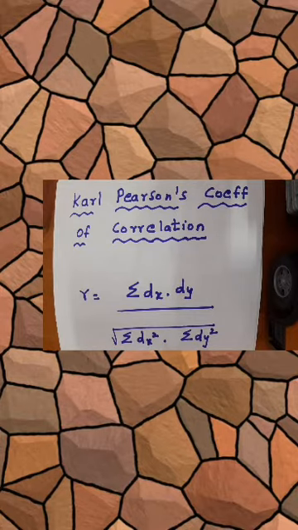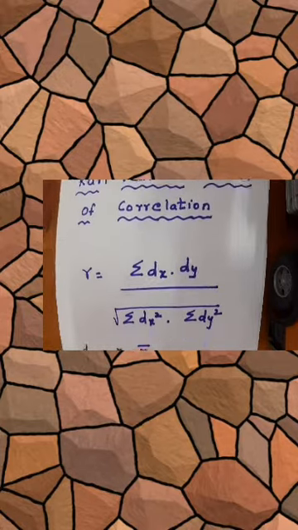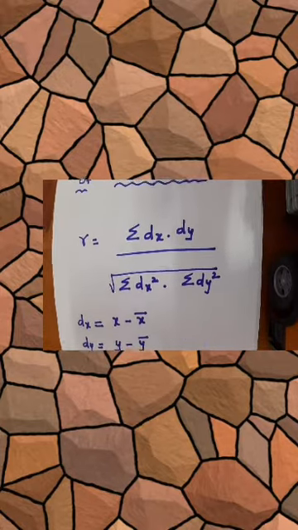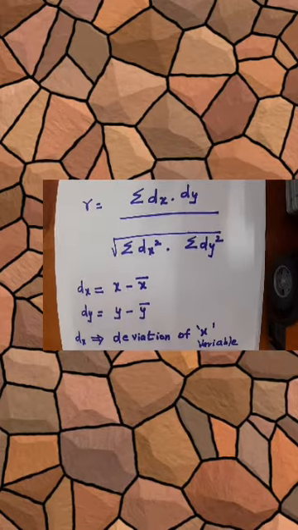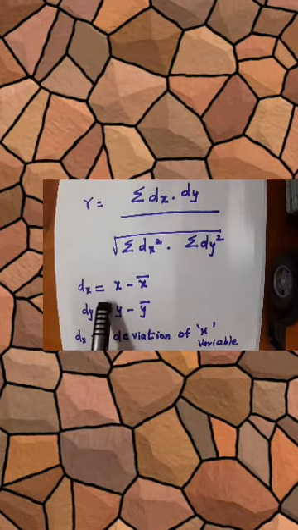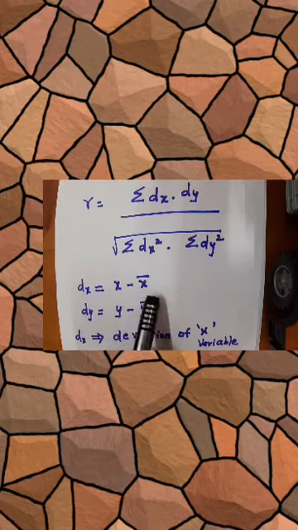Okay, students. So what is dx actually? Dx is nothing but deviation of x variable. Dy is deviation of y variable. Now we can see how we are going to calculate dx. So dx is equal to x minus x bar. dy is y minus y bar.